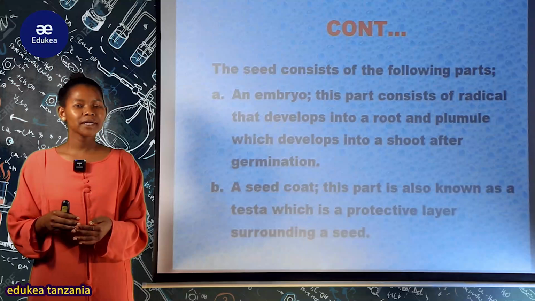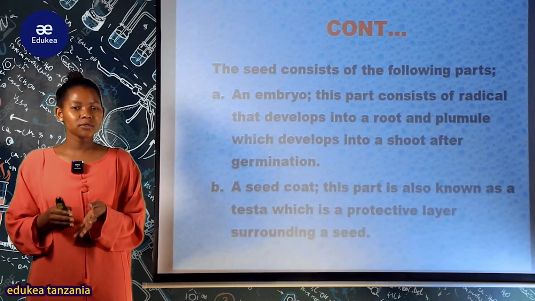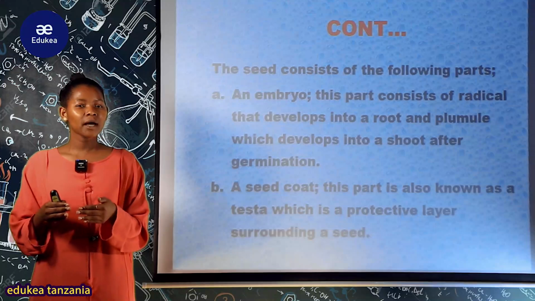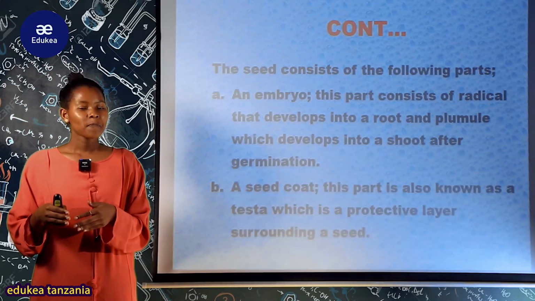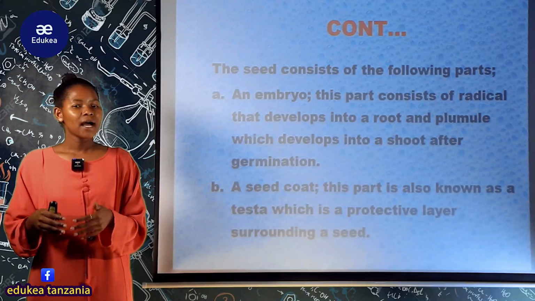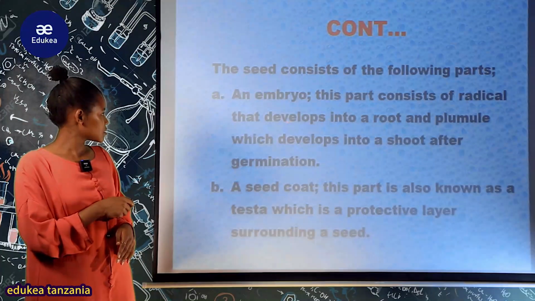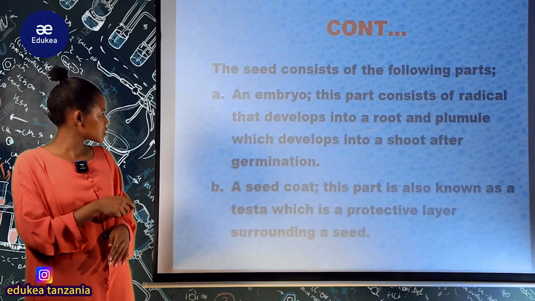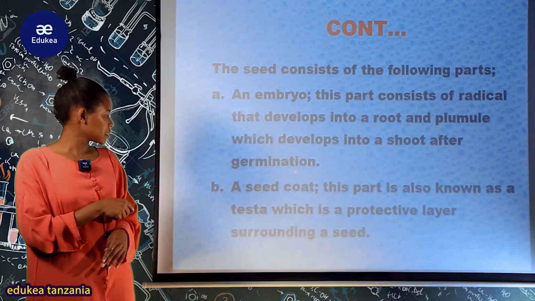The embryo has many functions. It carries the real meaning of that plant growing. It helps us later to make the roots, it helps us to make the plumule, and the shoot, as we see here. It develops into a root and a plumule which develops into a shoot after germination.